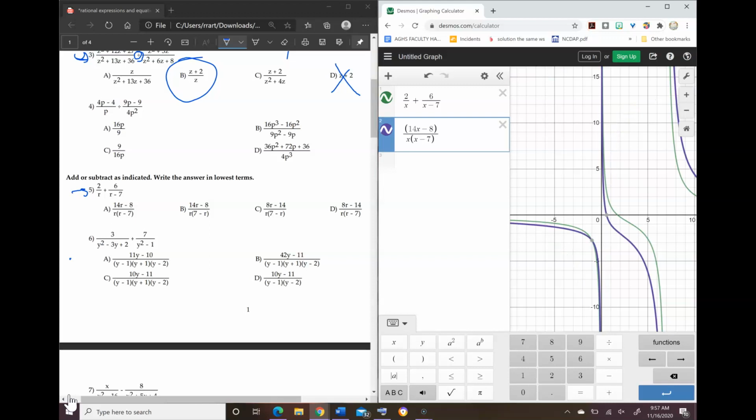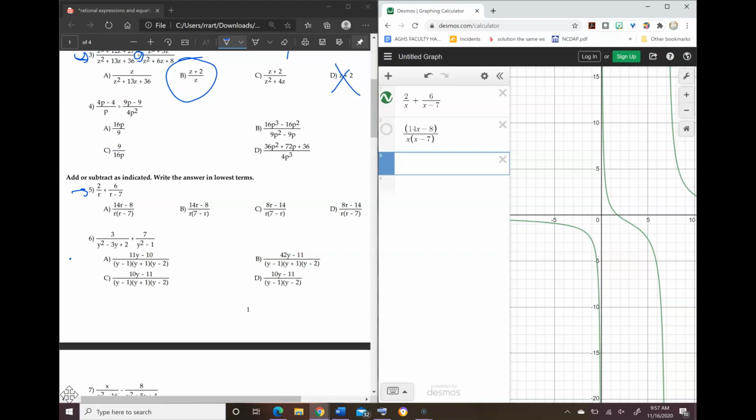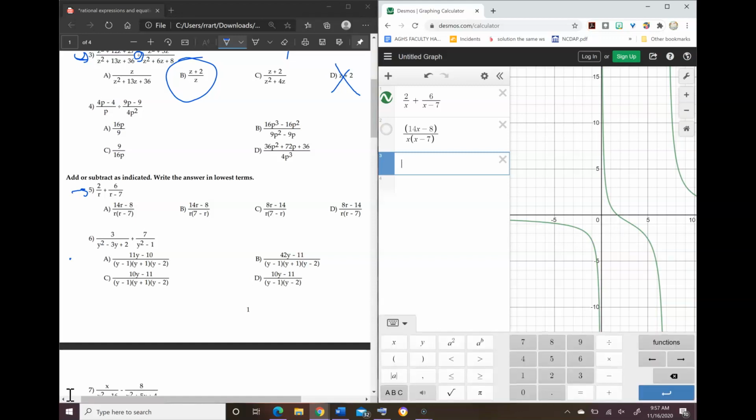All right, that graph's not it. If you want to, you also can turn it off by just clicking it, and it turns that graph off. Next one is going to be 14x minus 8, and I did not put it in parentheses, divided by x times 7 minus x. All right, I still got 2 graphs. Our goal is to get 1 graph up there.